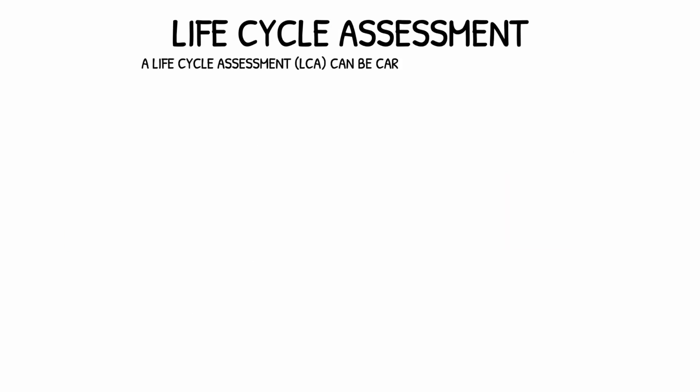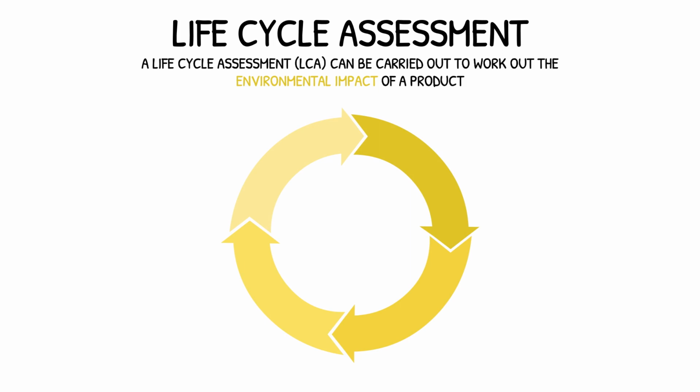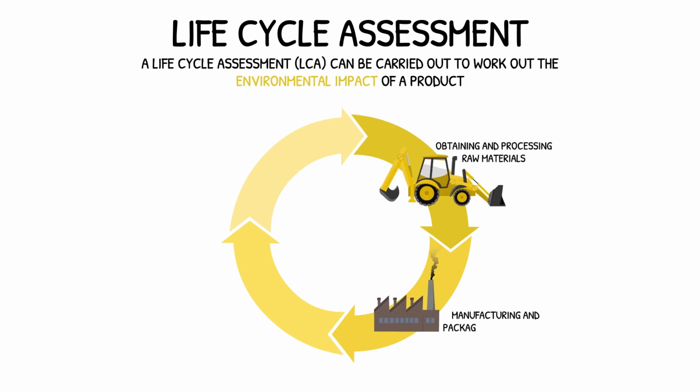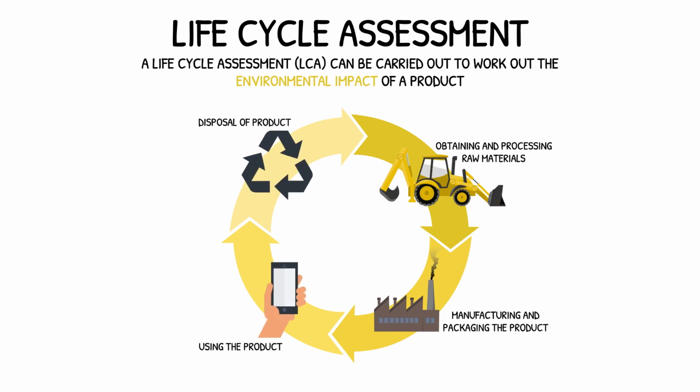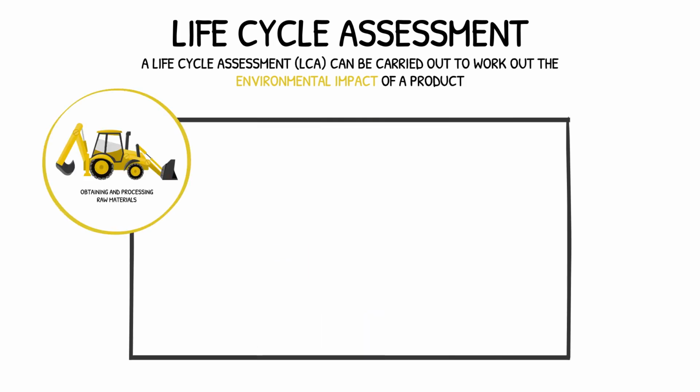A life cycle assessment is a process that analyzes the impact of a manufactured product on the environment. This process consists of 4 main stages: extracting and processing raw materials, manufacturing and packaging the product, using the product, and disposing of the product. Several questions are considered at each stage to help decide whether it's worthwhile to manufacture a product. The first stage of this process assesses the options for obtaining and processing the raw materials.